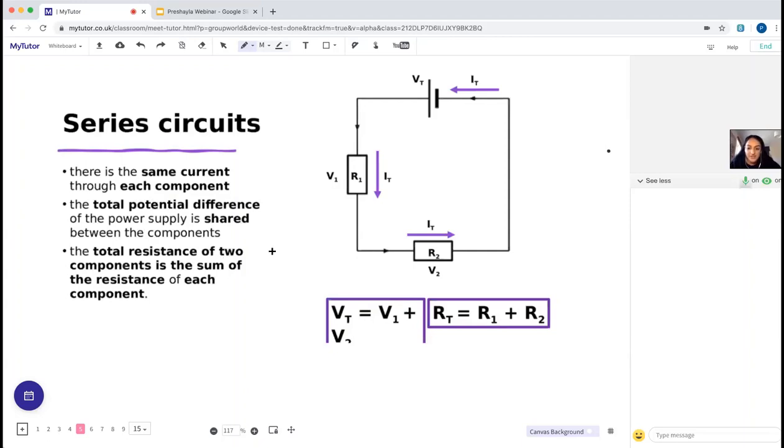The total resistance of two components is the sum of the resistance of each component. This is a nice little rule because it doesn't take too much maths to work out. We have a resistance in this resistor and a resistance in this resistor. The total resistance of this circuit is just the resistance of resistor 1 plus the resistance of resistor 2, which you can see in this equation here.